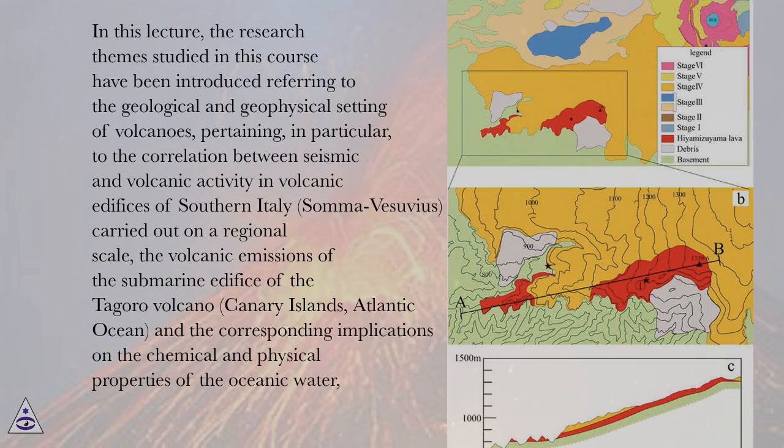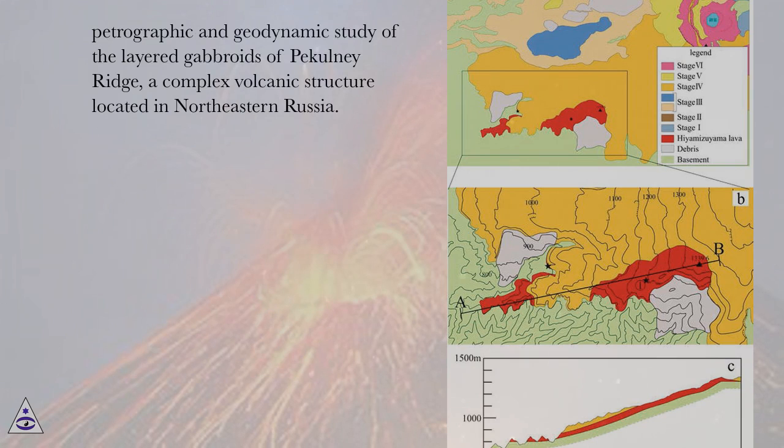The volcanological studies on the base of the volcanoes and the discovery of a new volcanic edifice, namely the Hiyamizuyama volcano, allowing to evaluate the long-term variations of volcanic and magmatic processes in northeastern Japan; the volcanic eruptions in Indonesia, a land hosting 147 volcanoes, 76 active volcanoes, spreading along the islands of Java, Lesser Sunda, Sumatra and Celebes and mostly characterized by stratovolcanoes; and finally, the geologic, petrographic and geodynamic study of the layered gabbroids of Pekulney Ridge, a complex volcanic structure located in northeastern Russia.